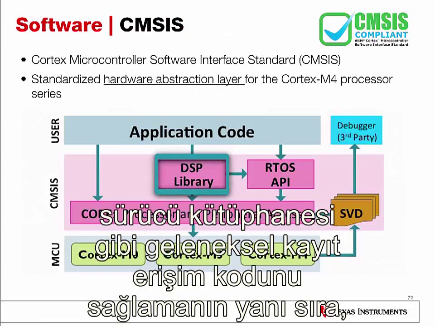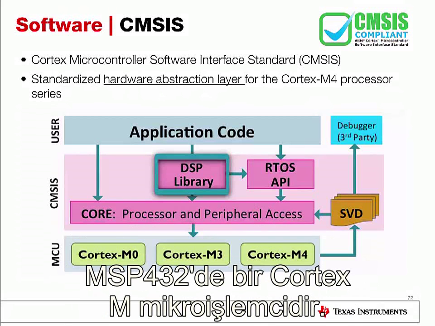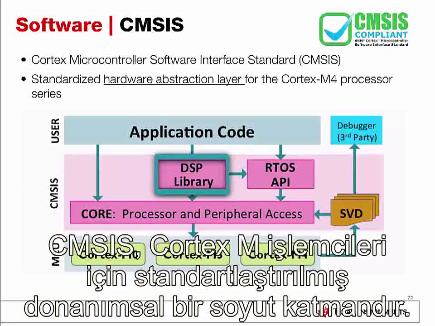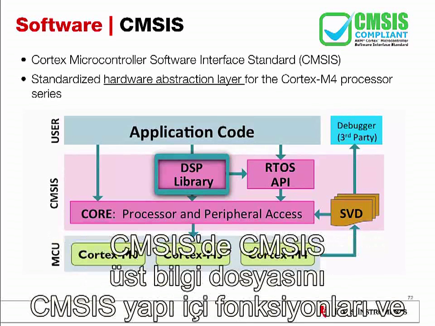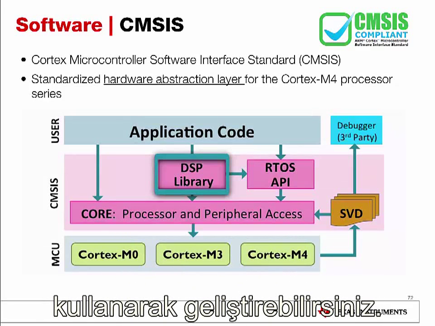In addition to providing the traditional register access code as well as driver library, MSP432 is also fully compliant to the Cortex Microcontroller Software Interface Standard, or CMSIS, since MSP432 is also a Cortex-M microcontroller. So CMSIS is a standardized hardware abstraction layer for the Cortex-M processors. With CMSIS, you can leverage the CMSIS header file, CMSIS intrinsic functions, as well as higher abstracted libraries such as DSP, RTOS, and so on and so forth.